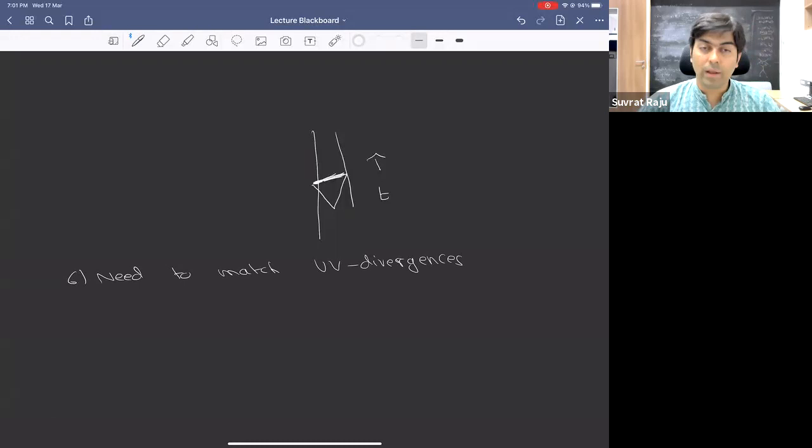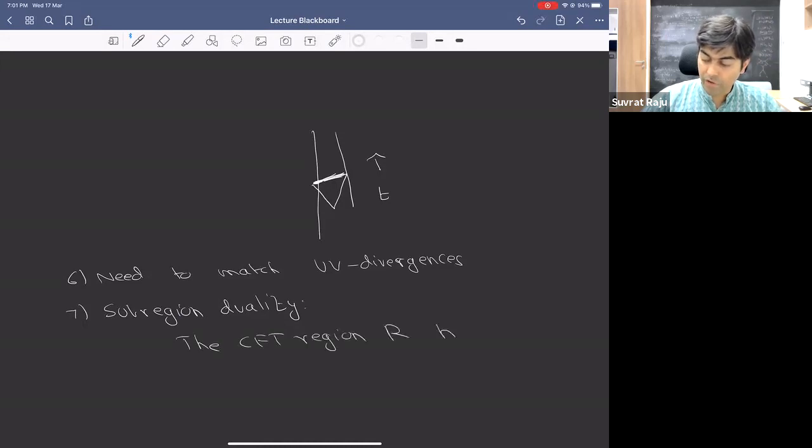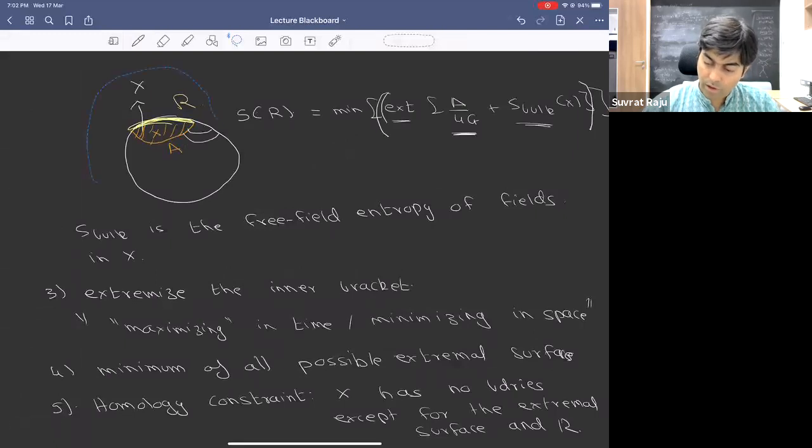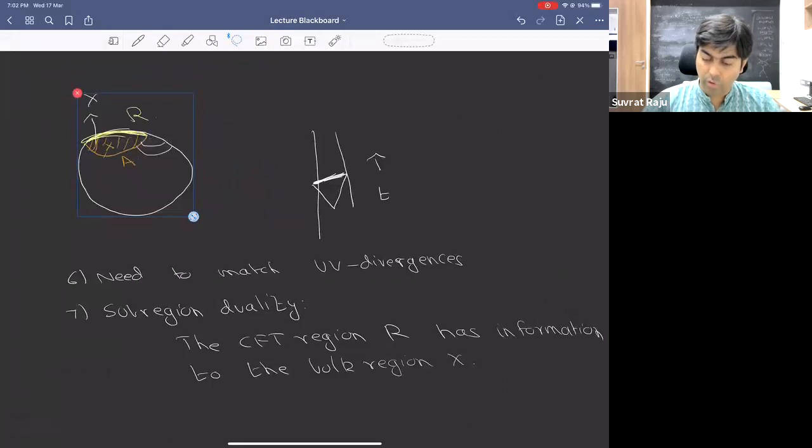One thing that's clearly cutoff independent is the following. It's the subregion duality proposal. Subregion duality tells us that the CFT region R has information about, or is dual to, the bulk region X. You can think of this as a refinement in some approximation of AdS/CFT. Let me draw the picture so that it's clear what we're talking about. R is some region on the boundary, and AdS/CFT tells us that if you take the entire boundary, then the entire boundary is dual to the entire bulk. But the subregion duality proposal tells us something more fine-grained. If you had access only to the region R, then you would have information about the bulk region X. We will have a little more to say about this as we go forward.